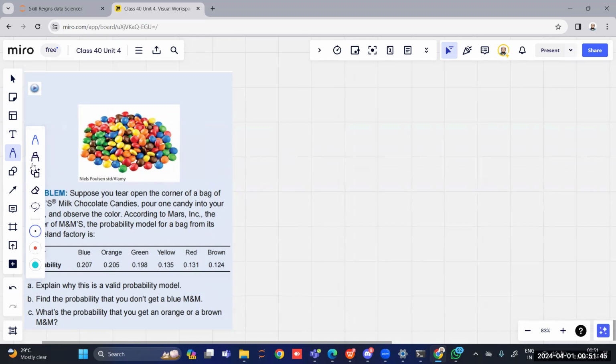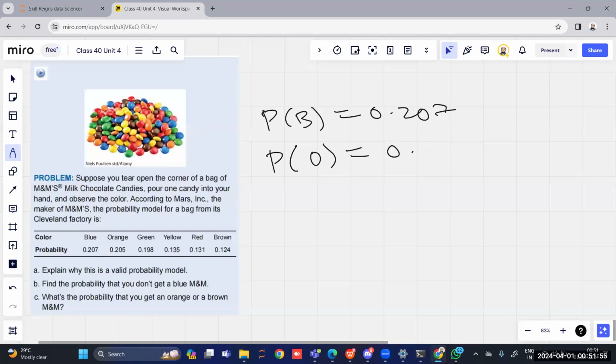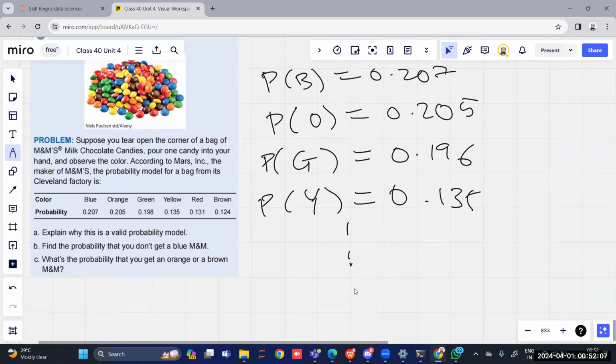So what he has given is a probability model. The probability of a blue candy to fall is 0.207. Likewise, the probability of orange candy is 0.205. Probability of green candy is 0.196. Probability of yellow candy is 0.135, and so on. The question is: explain why this is a valid probability model.